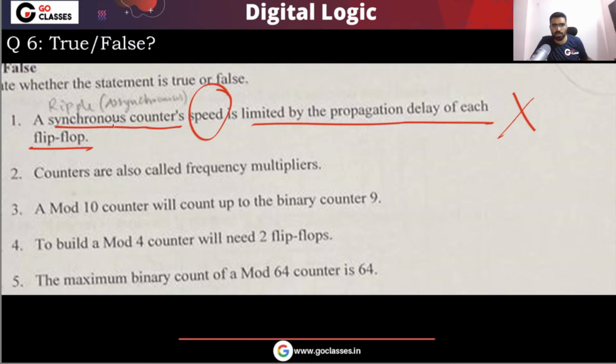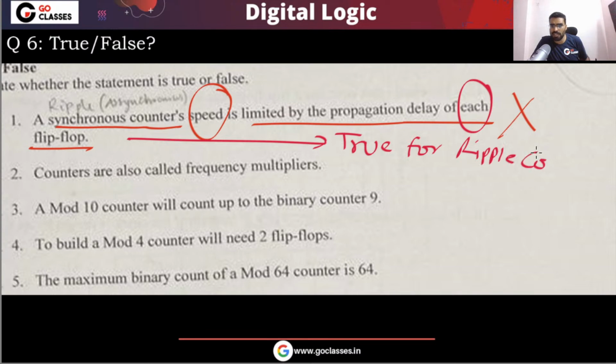Okay, so this is the idea. The statement that in a synchronous counter, speed is limited by the propagation delay of each flip-flop is wrong. This statement will be true for a ripple counter. Okay, let's see the next question.